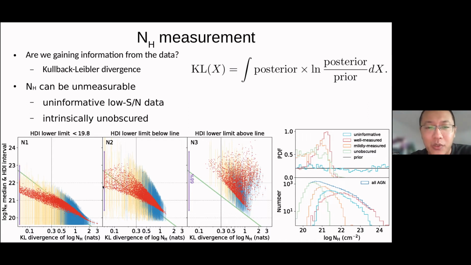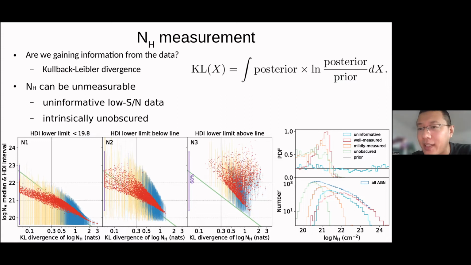And as shown in this figure, with a small KL divergence value, there are always very huge error bars because there is no information from the data. What we obtain is just what we input as prior.